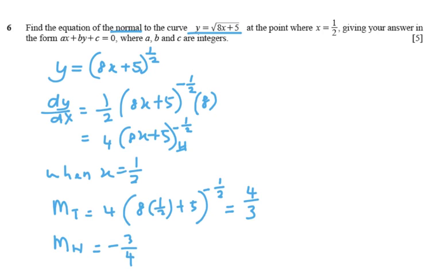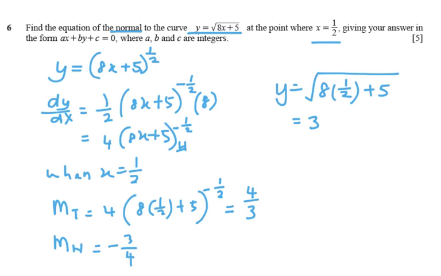To find the equation of the normal, we will need the gradient and also the coordinates. So you already have the gradient and you have the coordinate of x. What you need to do is to find the coordinate of y. To get the coordinate of y, substitute the value of x, 1 over 2, into the curve, the square root of 8 times 1 over 2 plus 5, and you will be able to get the answer as 3.